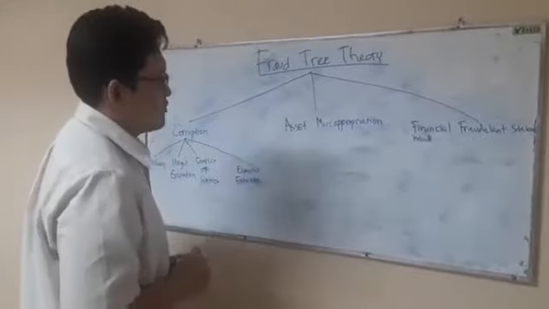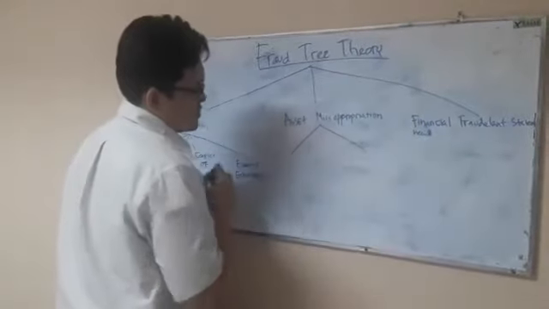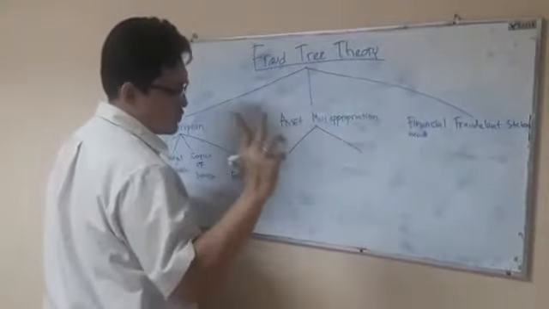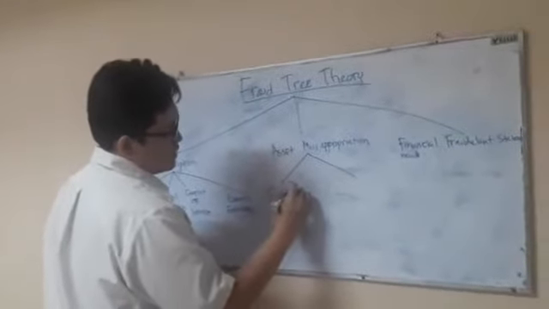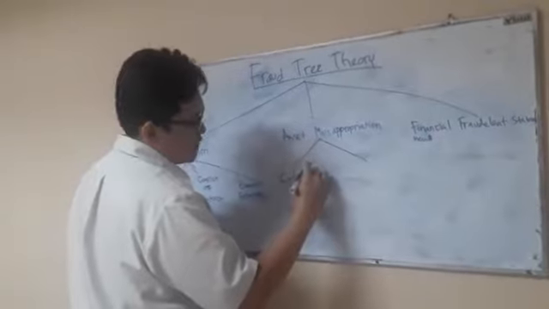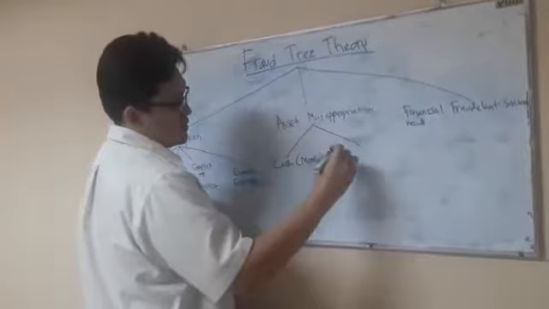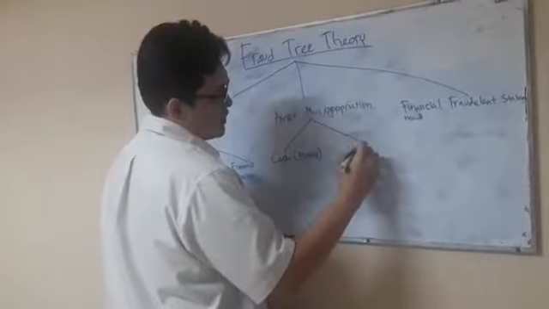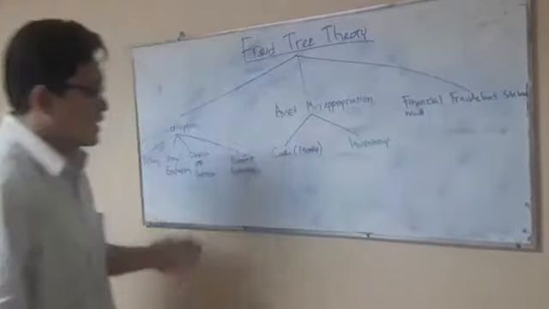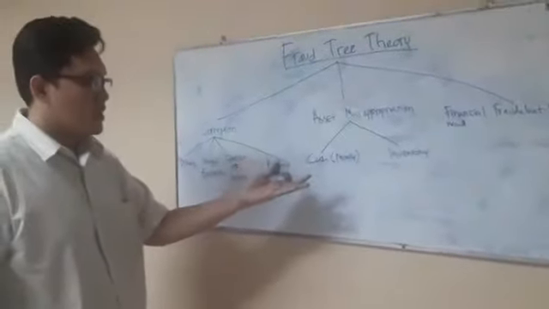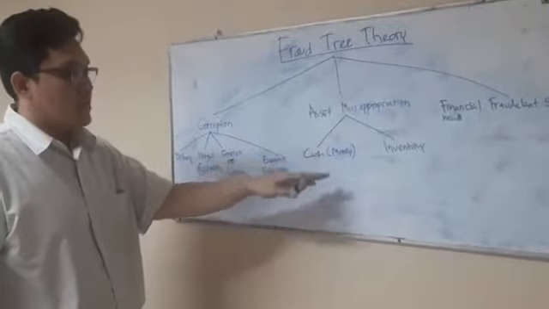We go to asset misappropriation. Asset misappropriation is divided into two assets. Number one is cash, similar to money. Number two is inventory. What actions will be called fraud in these two areas?